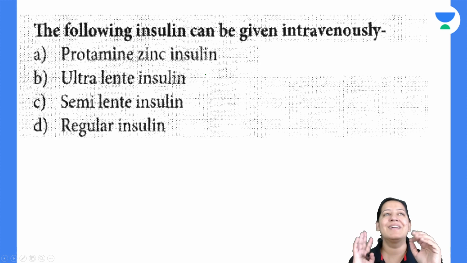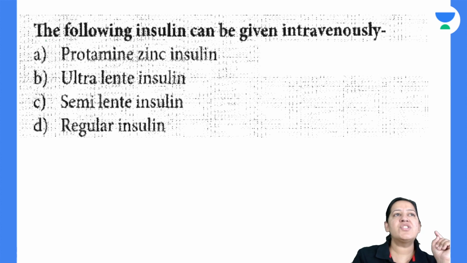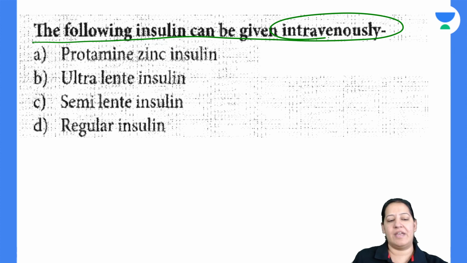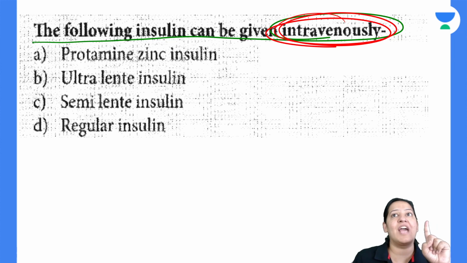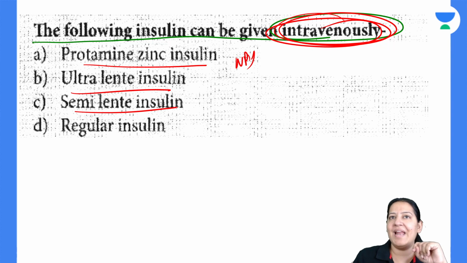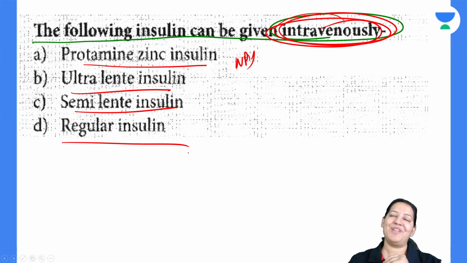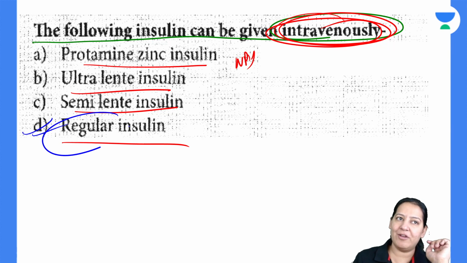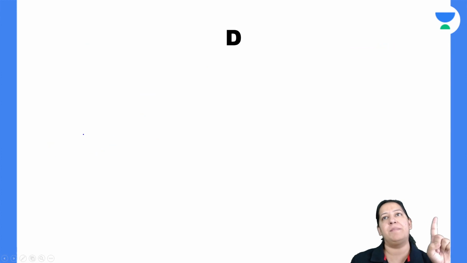Have you got it? This is the next question in front of you. Which of the following insulin can be given IV? As I have told you, only one insulin can be given IV. Is it protamine zinc insulin? That is NPH. Is it ultra lente? Is it semi lente or is it regular? What it is? So yes, you all are correct. The correct answer is D. It is regular insulin, the only insulin which can be given IV.